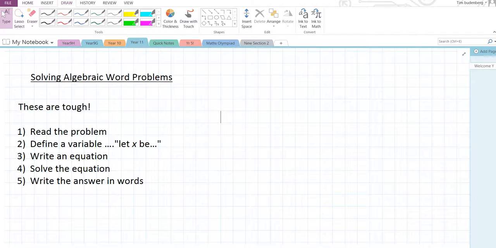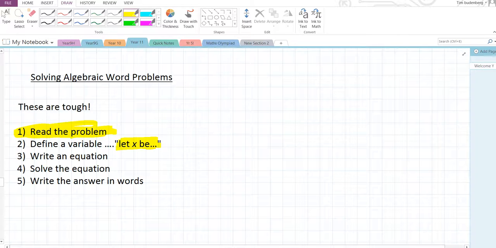So instead, I've written down 5 guiding steps that will help you not only get the answer, but maximize the marks from the answer. Can you please take out your notebooks and write them down? Now you'll have seen similar steps before. Essentially, number 1 clearly is reading the problem, and I can't stress that enough. Secondly, define a variable, and you do need to include a little sentence in there saying let x be. You don't have to use x, but traditionally we do. Then write an equation, solve the equation, and then finally answer the question in words.